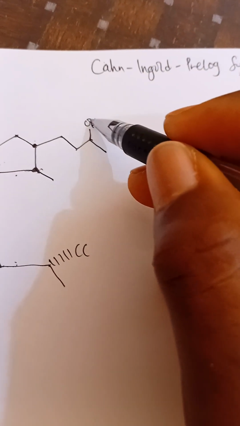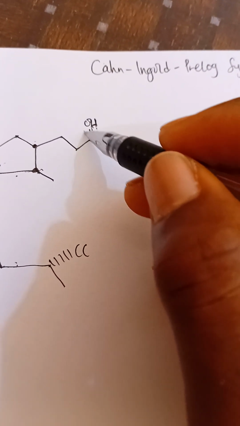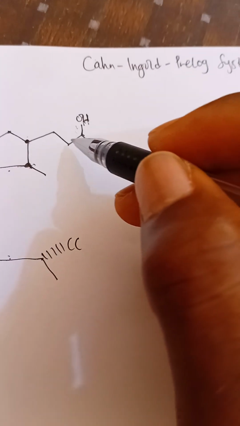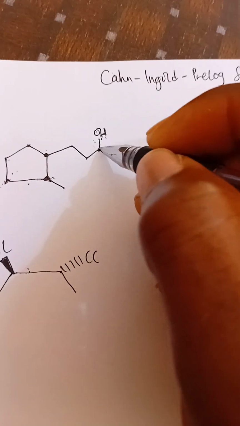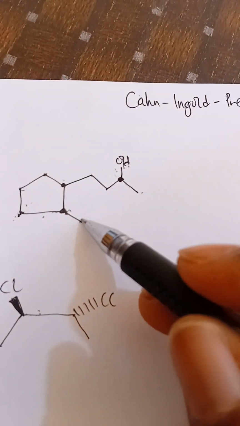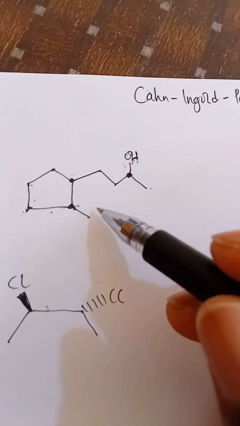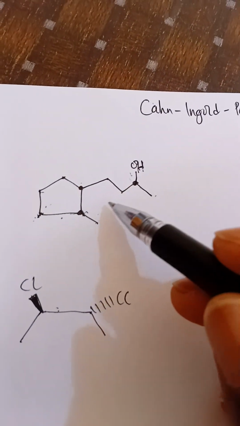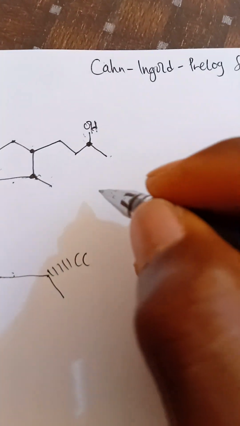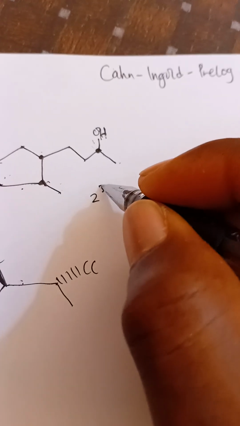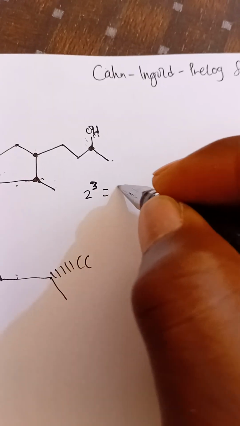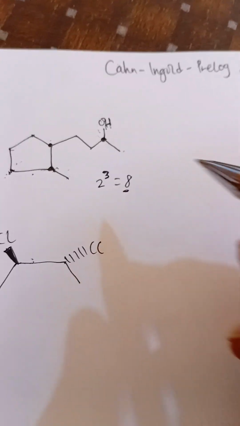Let's check this out. There's an OH here. You know there's a hydrogen also somewhere. This is also different from this. So we identified three chiral centers in this molecule. How many possible stereoisomers can this molecule have? 2 to the power 3, because the number of chiral centers is 3. So it can have up to 8 stereoisomers.